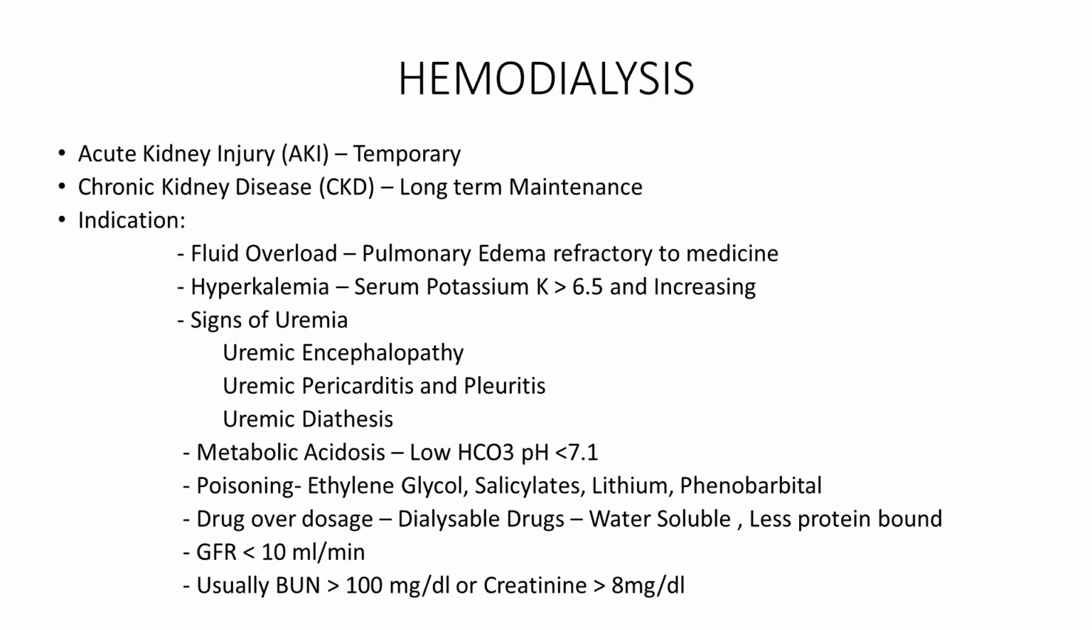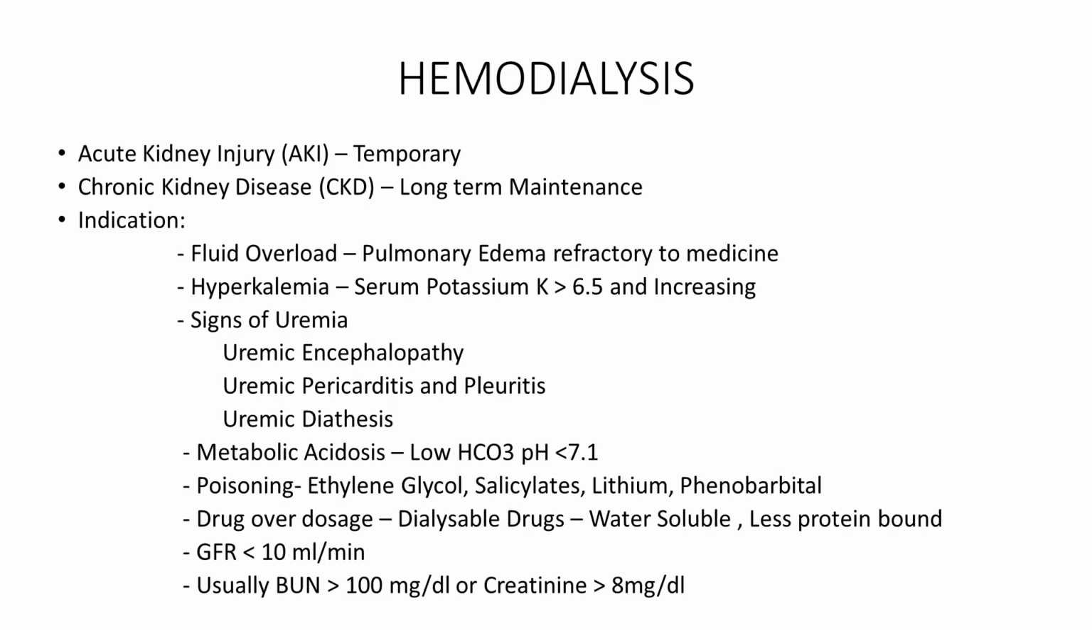And then there are signs of uremia. We have already discussed uremia while we were discussing chronic kidney disease, but a few of the signs are very serious. For example, uremic encephalopathy, where the patient is comatose, uremic pericarditis or pleuritis, and uremic diathesis, that is bleeding disorders because of severe uremia. Most of these patients have very high urea and creatinine. Metabolic acidosis, we have already discussed. Any patient having a metabolic acidosis with pH of 7.1 not corrected by conventional medical methods needs to be dialyzed.